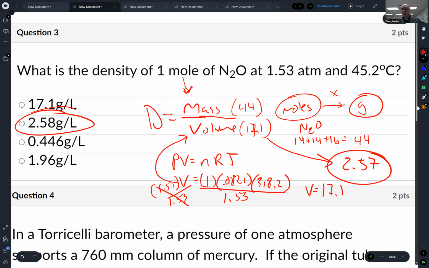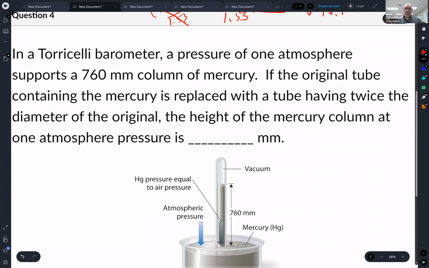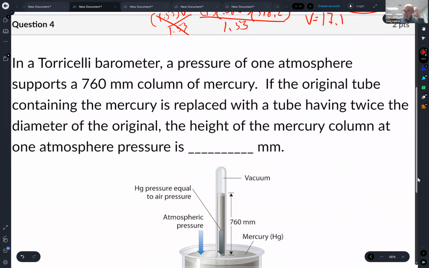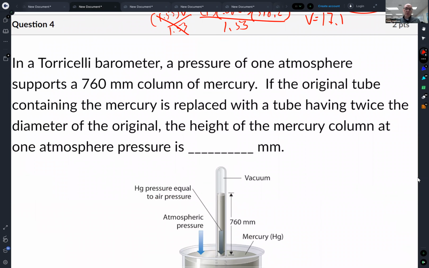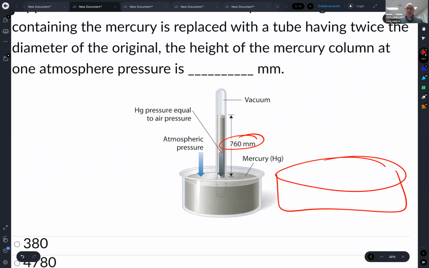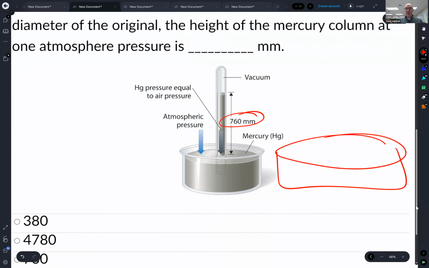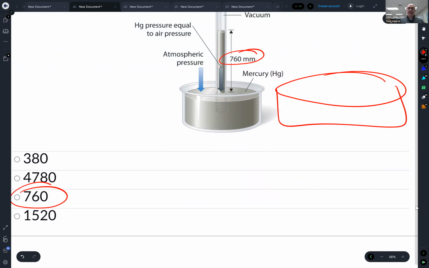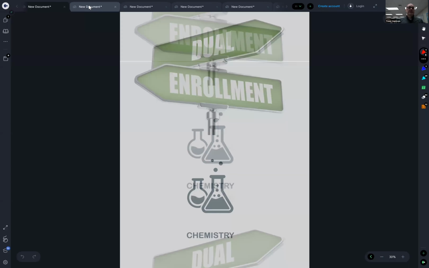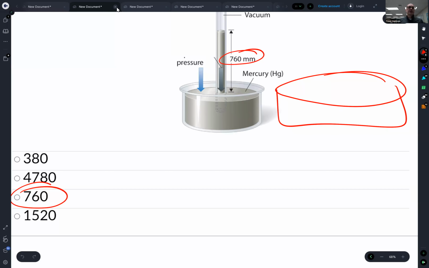Okay, number 4. We've got a barometer sitting in a tub of mercury, and it says, what happens if we make the tub twice as large? The pressure is 760 on it, but what if we make the tub twice as large? What happens to the pressure? Well, nothing happens to the pressure. The air pressure stays the same at 760. Okay, number 5. Let's cancel that one out and we'll go to question number 5.